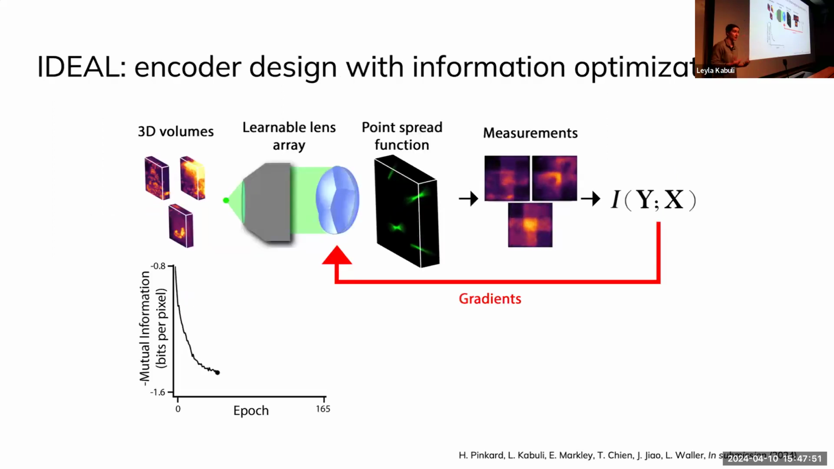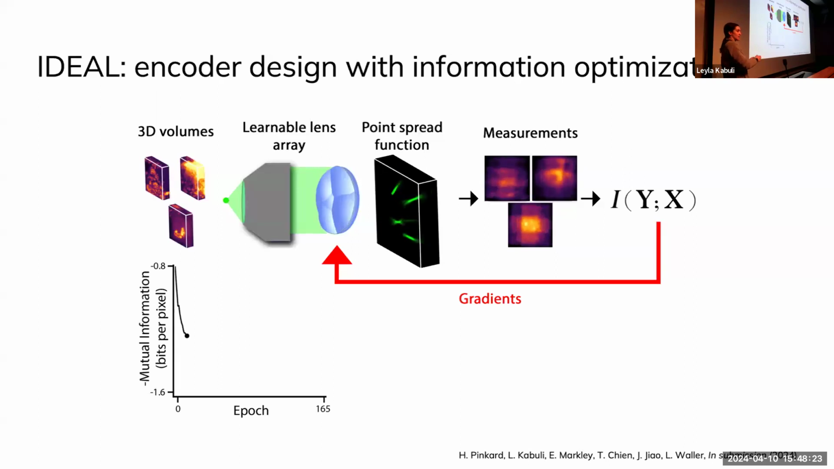Encoder design is something I'm talking about a lot, but something that we haven't done yet, because encoder design is pretty hard. Some options for encoder design harness machine learning, such as end-to-end approaches. And we have another option that we're proposing, which is information optimized design, which we call IDEAL. The idea here is, if we have a learnable lens array, something that we can differentiably propagate through a system, by testing its performance on a bunch of different measurements and computing the information, we can use that as a loss function for design.